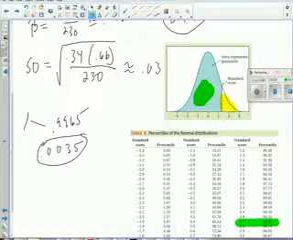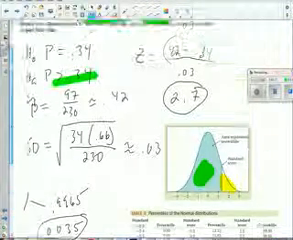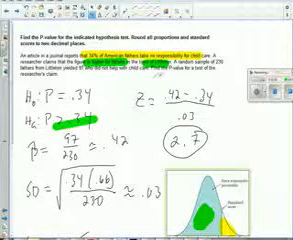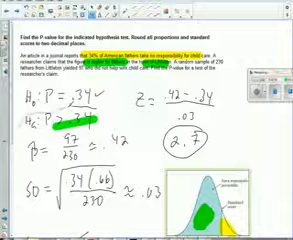To finish this, to make a decision, that is such a small p-value that it looks like we can reject H0. It looks like the researcher is correct. The Littleton fathers are more caring and help take care of their families.